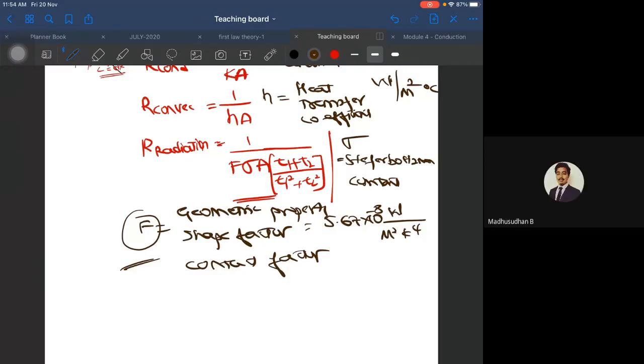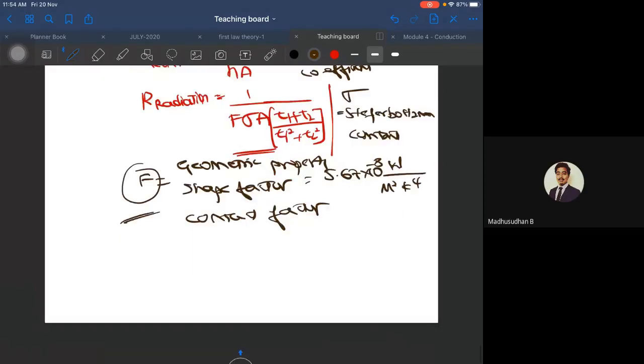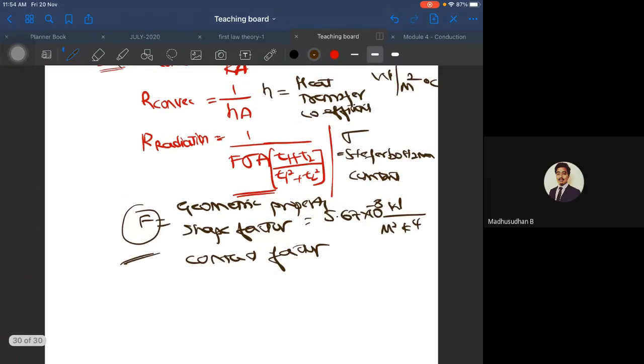Amrit, so what is the resistance offered in case of conduction?